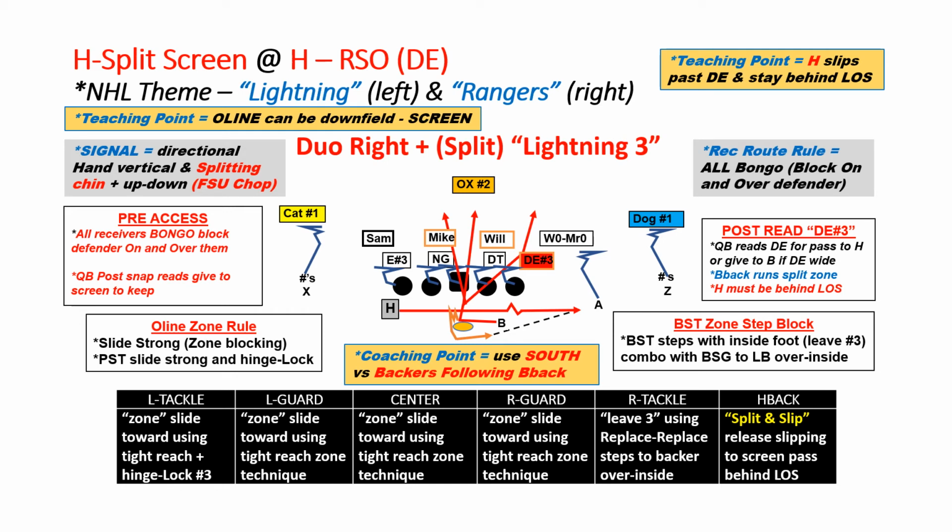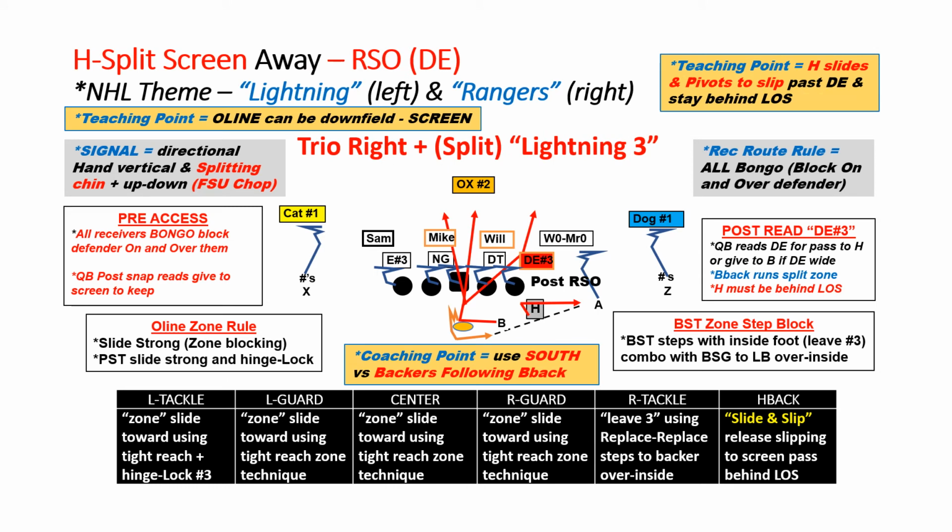The H now is going to, like his slice, go past that defensive end. He's going to go straight down the line, staying behind the line of scrimmage, turning with his back to the line of scrimmage for a screen pass. The quarterback now will do his read on that defensive end still, but if the defensive end comes down on the back, instead of keeping it for a run, he'll simply throw this pass in the flats to the H-back for an H split screen.